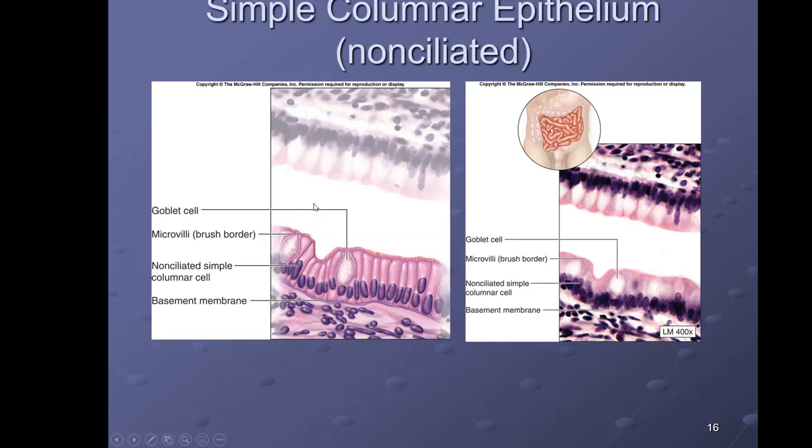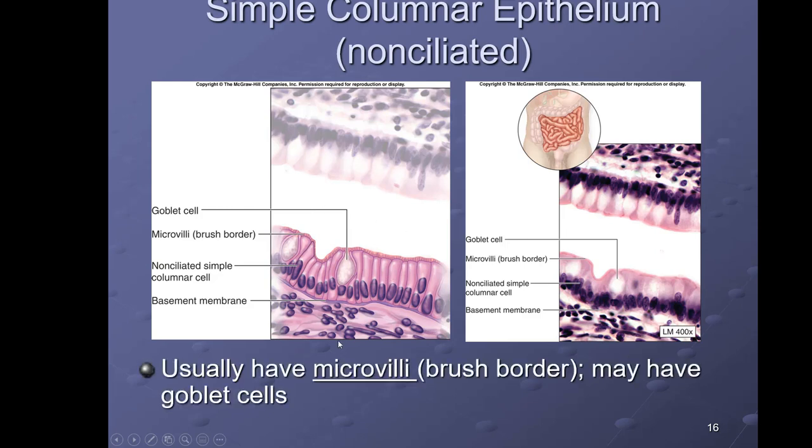So simple columnar, one layer, column-shaped cells. And find this mainly in the digestive tract. And so if you look at this, one layer, column-shaped cells. Other structures associated with this tissue include microvilli, which increase the surface area. And this is what we would call a brush border that's found in the digestive tract. So microvilli are there forming a brush border.